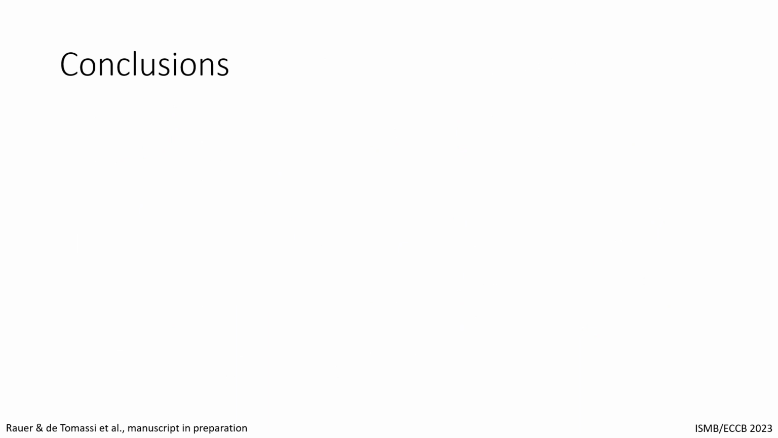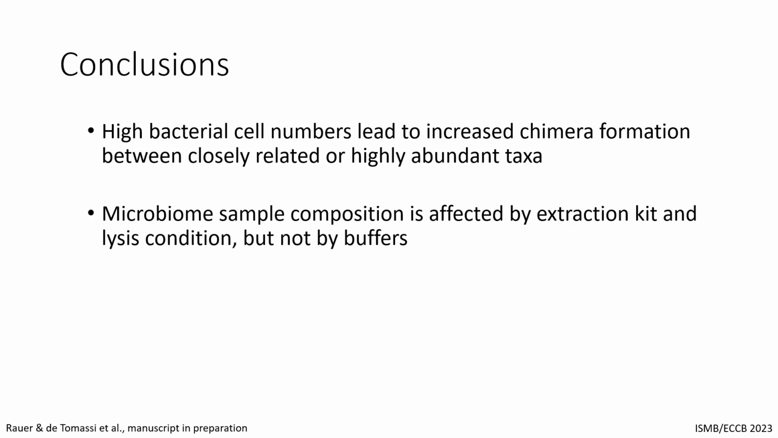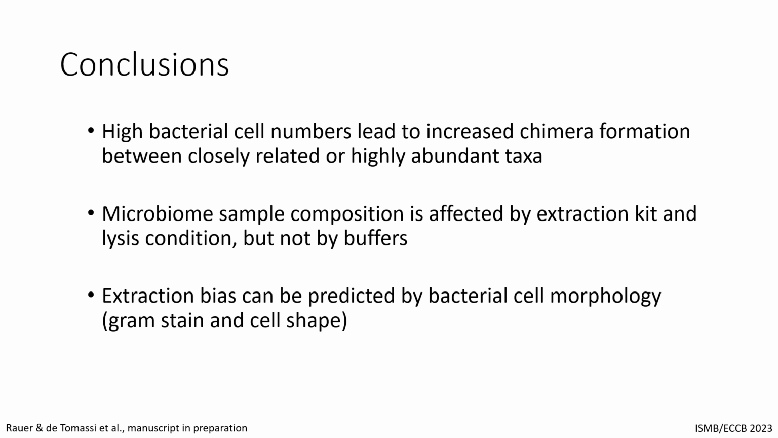To summarize our findings, we saw that high bacterial cell numbers lead to increased chimera formation between closely related or highly abundant taxa. Next, we found that the microbiome sample composition is affected by extraction kits and lysis conditions, but not so much by buffers. And last but not least, we saw that extraction bias can be predicted by the bacterial cell morphology, or more precisely by its gram stain and cell shape.